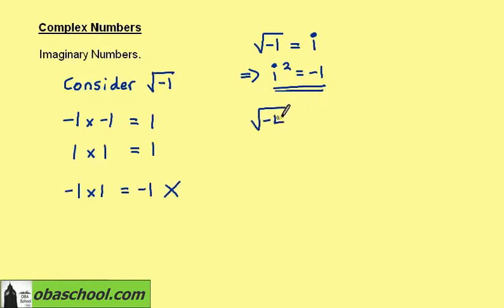The square root of -4, using our knowledge of surds, would be the square root of -1 times the square root of 4. And root 4 is 2, root -1 is i. So the square root of -4 is 2i.